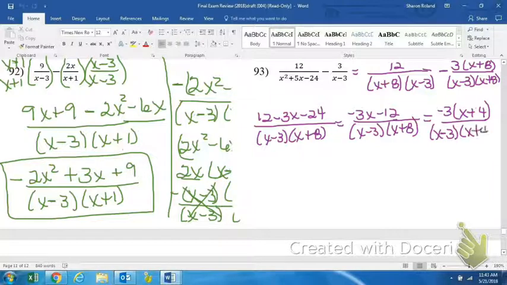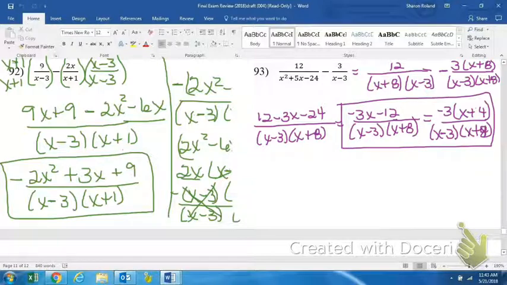Either of these answers, oh, that's 8. Either of these answers would be good. I had to factor it to make sure that nothing factored out, but either one would be correct.